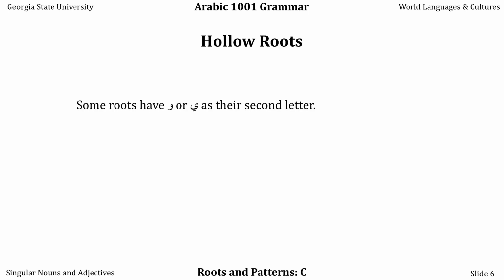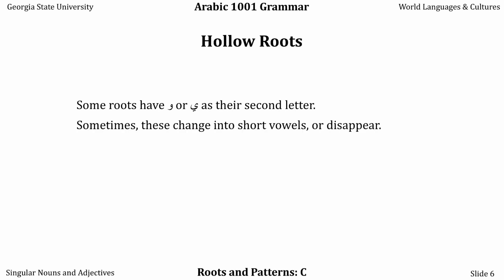Another type is what we call the hollow root, which means it has waw or ya as its second or middle letter. It's hollow in the middle. Sometimes the waw or ya changes into its corresponding short vowel. Sometimes it disappears. Sometimes it changes into alif. It's quite unpredictable. Or really, it is predictable, but you have to master it first, and you have too many other things to work on right now, so don't worry about them.